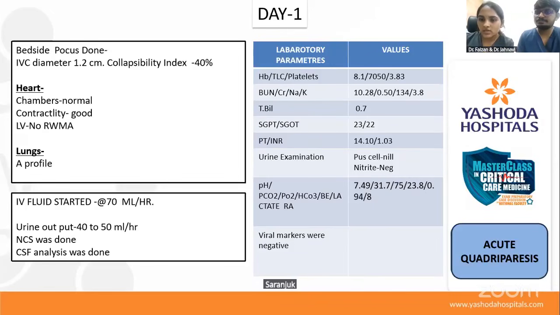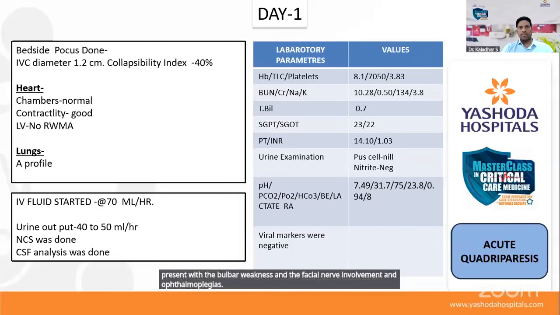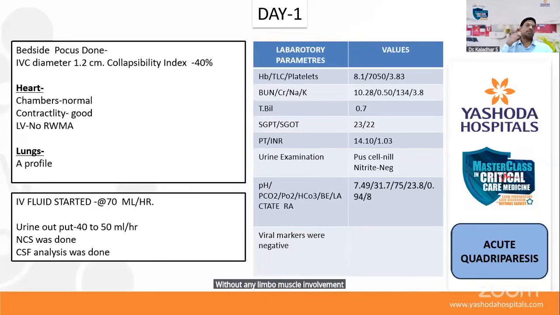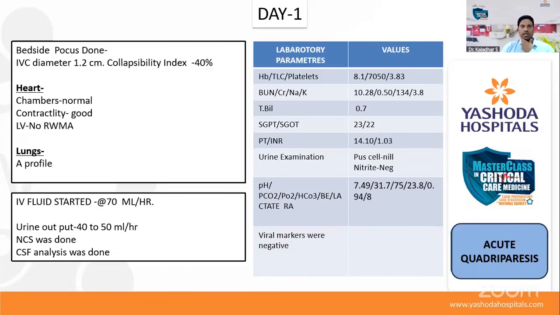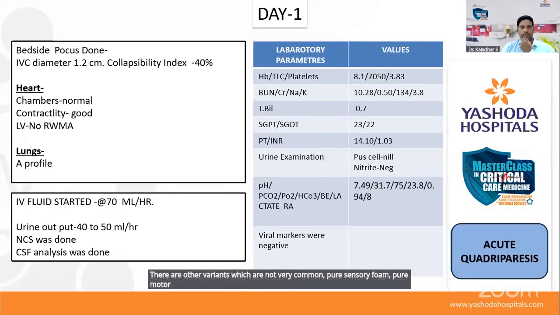Cervicopharyngeobrachial variant, sir, where they present with bulbar weakness, facial nerve involvement and ophthalmoplegia without any limb muscle involvement. They will have only this cervicobrachiopharyngeal involvement, so typically they land up in bulbar weakness and an aspiration kind of situation. Yeah. Next. There are other variants which are not very common, pure sensory form, pure motor form, something like that.